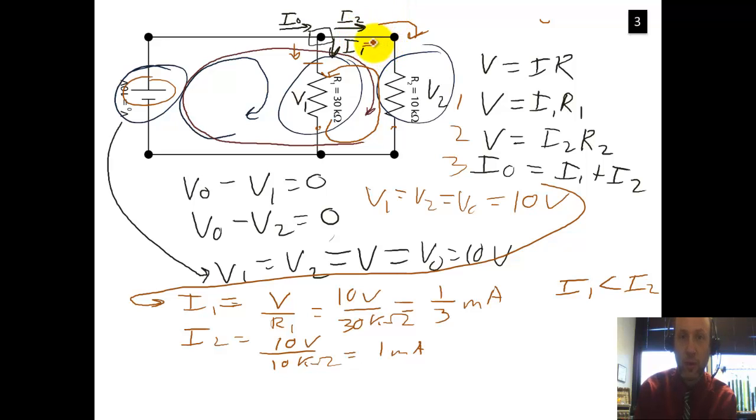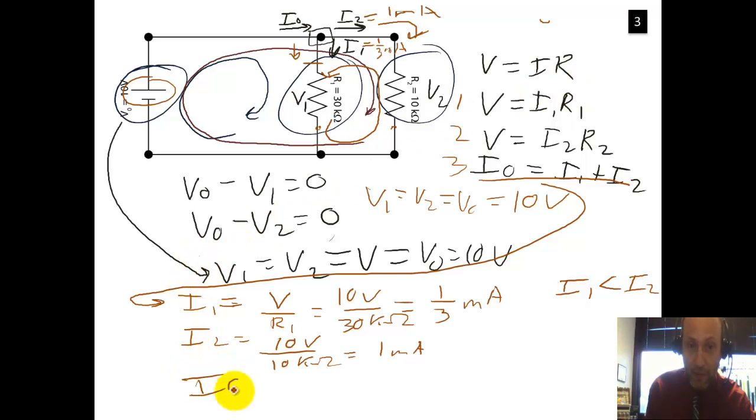At this point we know that I1 equals a third milliamp, and I2 equals 1 milliamp. So what does I3 equal? Well, because of conservation of charge, electrons don't just disappear, I naught should equal I1 plus I2, which is simply I naught equals 1 plus 1/3 milliamp. Excellent. We now know all we need to know about this circuit.